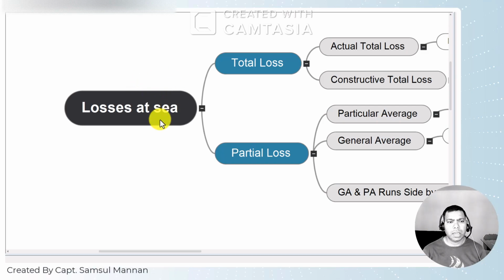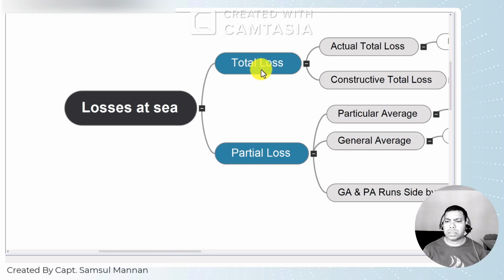Welcome to the fifth lecture of the Shipmaster Business and Law lecture series. Today we will discuss losses at sea. We know that due to different reasons we experience different types of losses at sea. These losses at sea can be broadly categorized into two categories. The first one we call total loss, and the second one we call partial loss. Let us see which loss is which type.